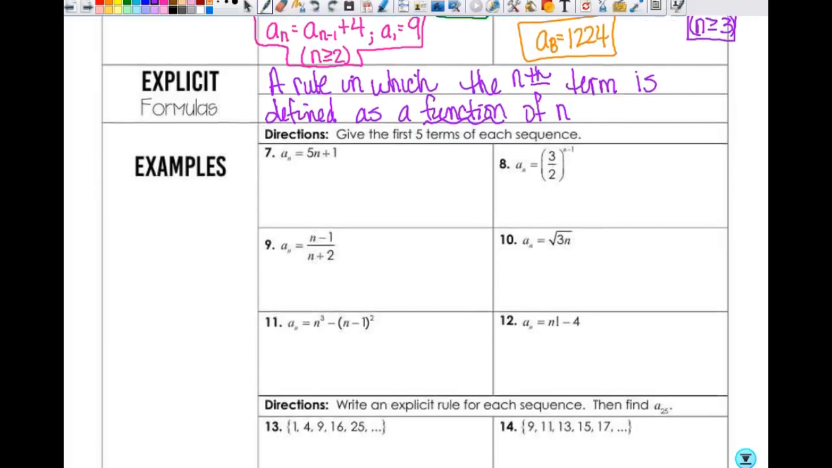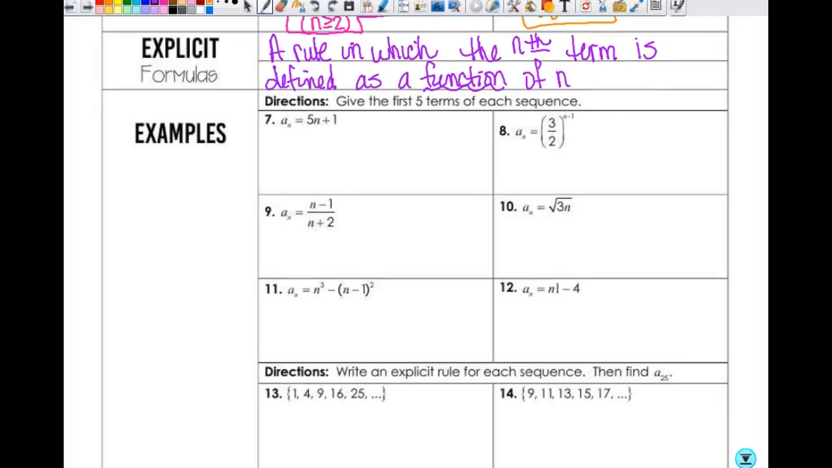So let's look at number 7. It says give the first 5 terms of each sequence. Okay. So here's what this is going to look like. I have 1, 2, 3, 4, 5, that I'm going to fill in. This will be n equals 1, n equals 2, n equals 3, 4, and 5. Okay, remember those are my n values.